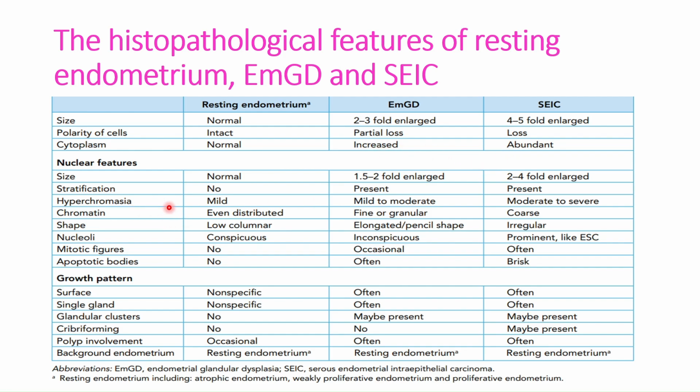Nuclear features, if we see, hyperchromasia is prominent in SEIC. Chromatin is evenly distributed in resting endometrium, fine to granular or coarse or vesicular in SEIC. Nucleoli are prominent like serous carcinoma in SEIC, and apoptotic bodies are brisk in SEIC. The cribriform pattern may be present in SEIC while it is absent in resting endometrium and dysplasia. Now let's see this comparison in the form of histopathological sections.